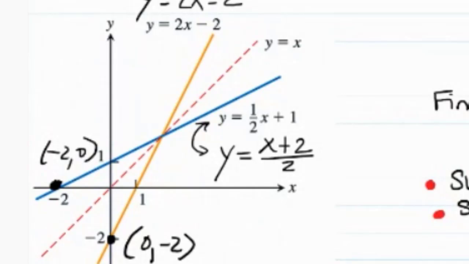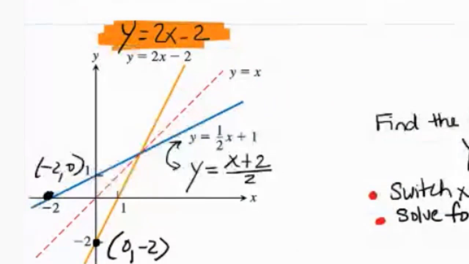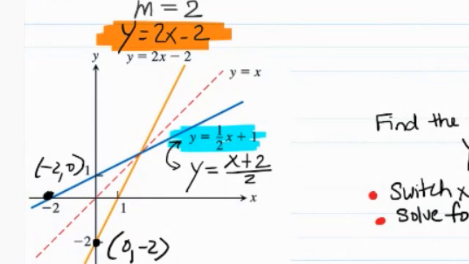Notice that in the function in orange here, y equals 2x minus 2, since it's linear, we know the slope is the same everywhere, and that slope is 2. And then in the blue function, we have a slope of 1/2. They're reciprocals of each other, which makes sense.